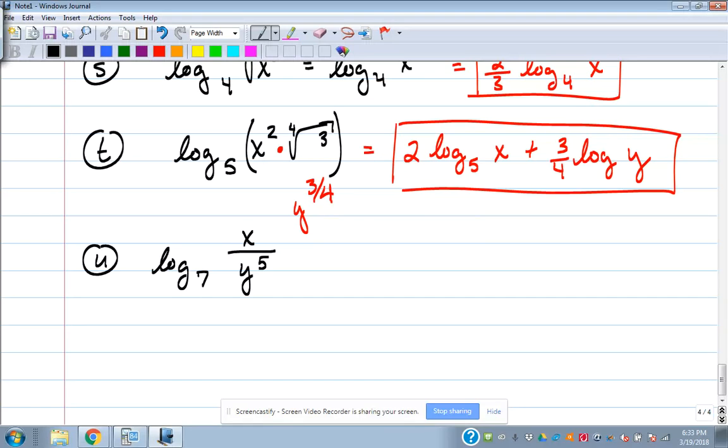log base 7 x over y to the 5th. So that's what? That's division, so it turns into subtraction. It's going to be log base 7 of x minus what? 5 log base 7 of y.